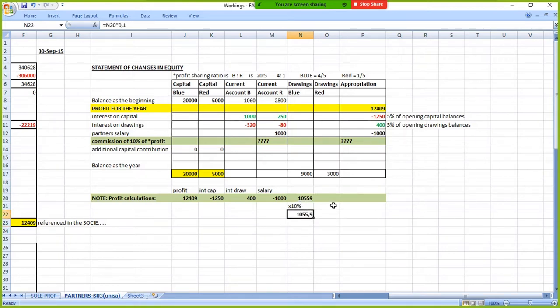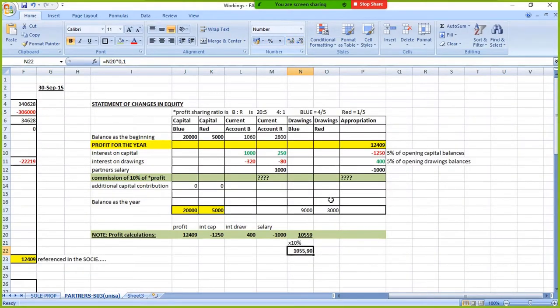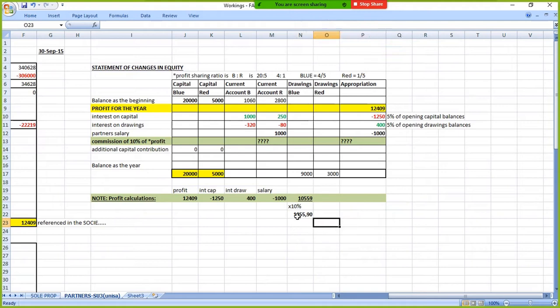All right, that gives us that answer. Okay, I'm going to leave it as rands and cents. Okay, 90 cents. All right, so we need to show that commission. What is the commission going to do? Okay, the commission is going to increase Red's account. So 1,055.90 cents. Okay, this is going to be subtracted from the appropriation. In other words, it'll come out of the profits.